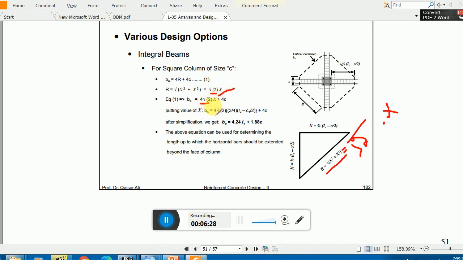Now you just need to plug in the value of x. You already know the x value. This is equal to 3/4 times (Lv minus C/2). Just plug that value in and do the calculation by yourself. This is simple. You just need to multiply these terms, take 2 as the LCM, take it common and divide by 4. So you get 1.88. This is the final equation, and inshallah in an example we will use this equation.